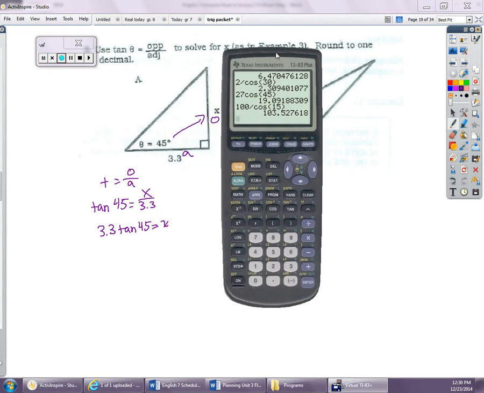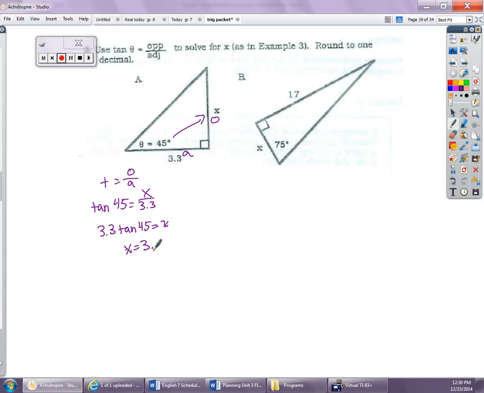So 3.3 times the tangent of 45 gives us 3.3. So x is equal to 3.3.